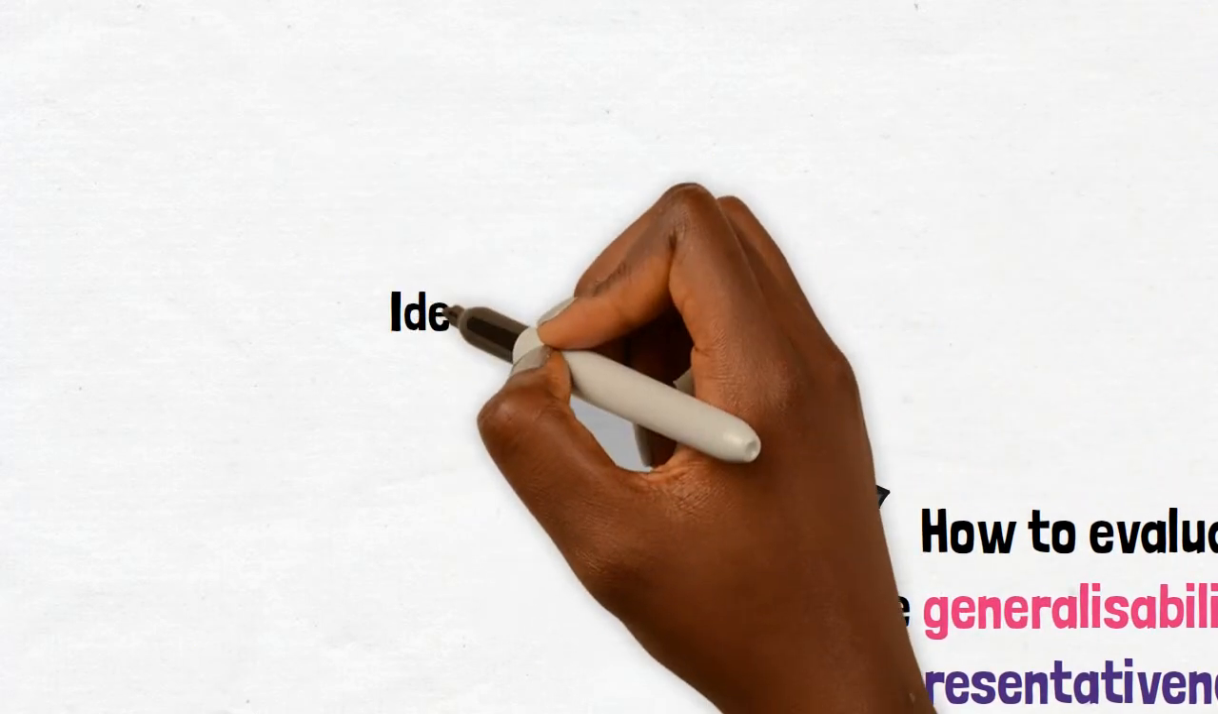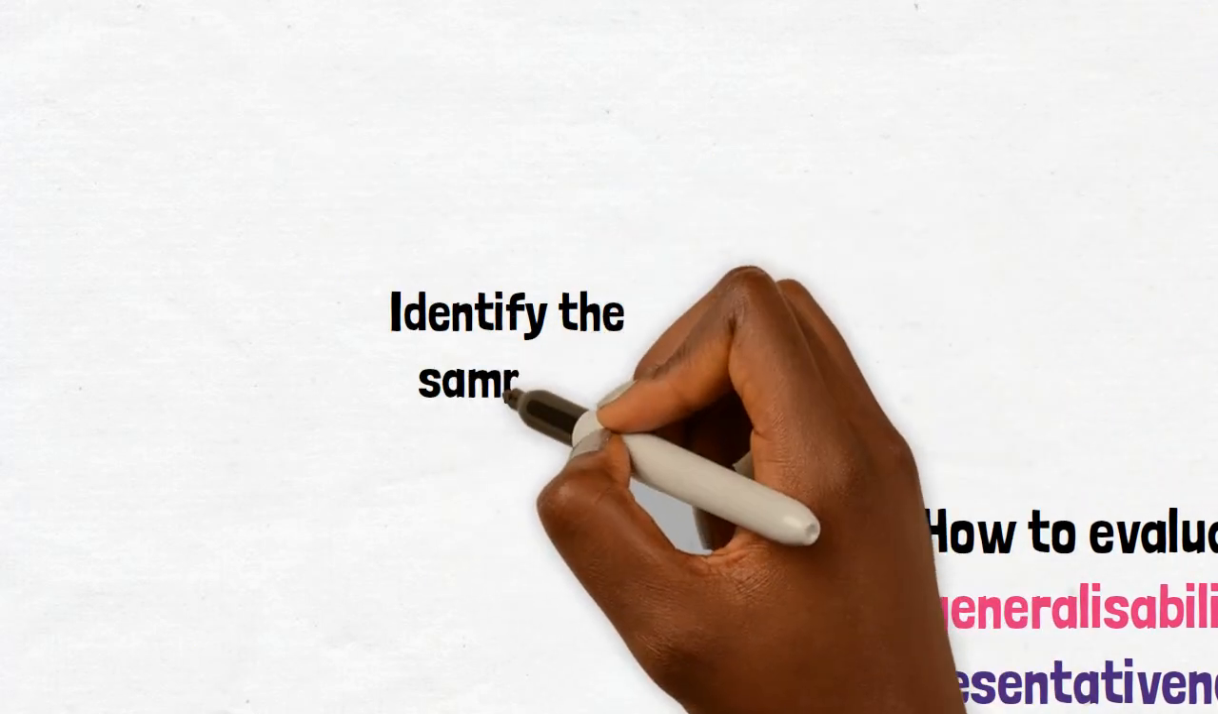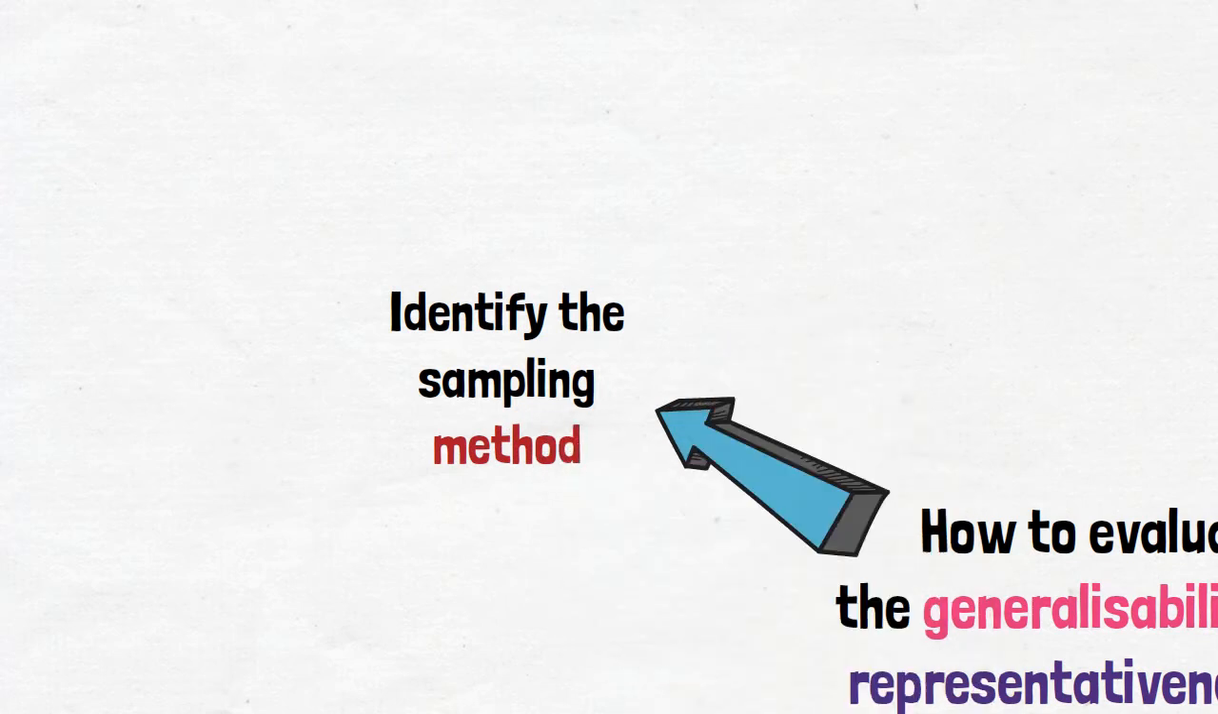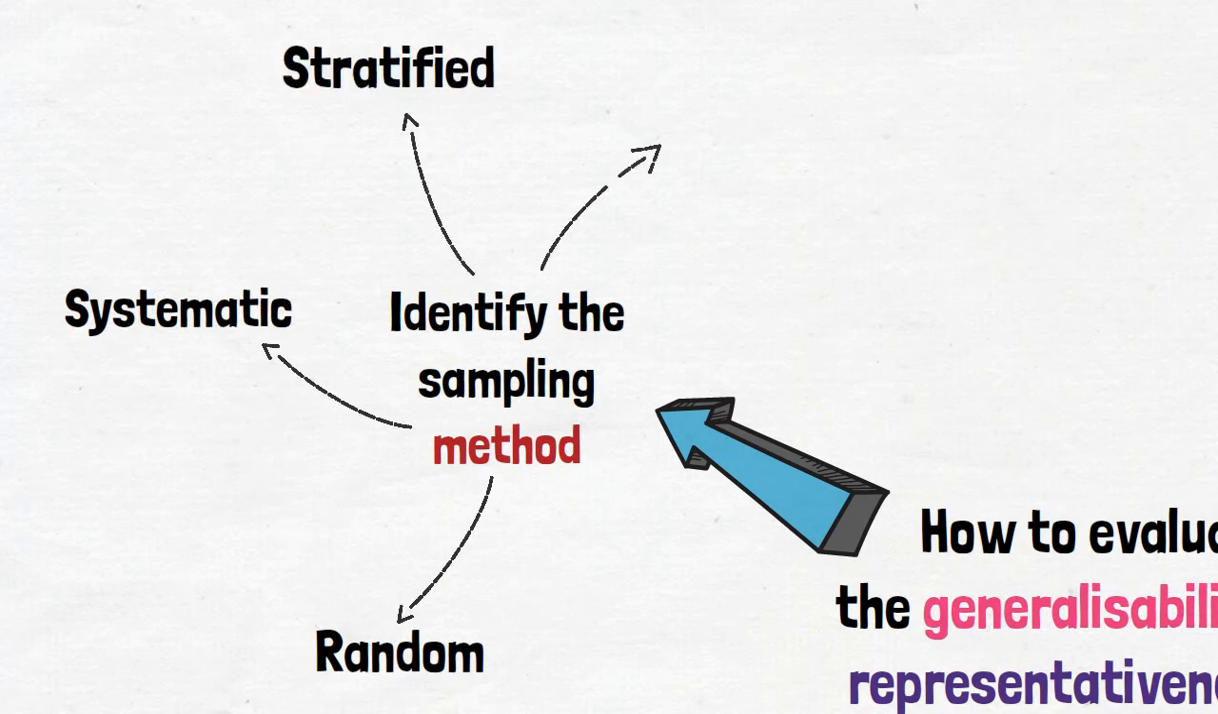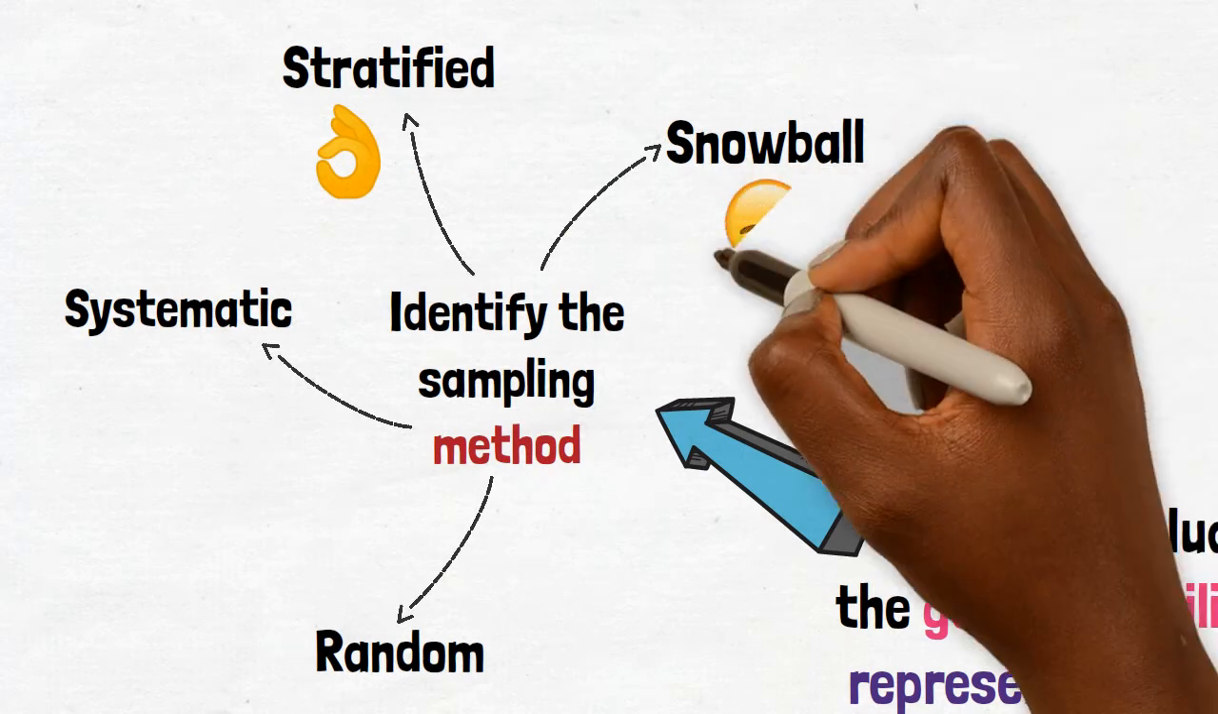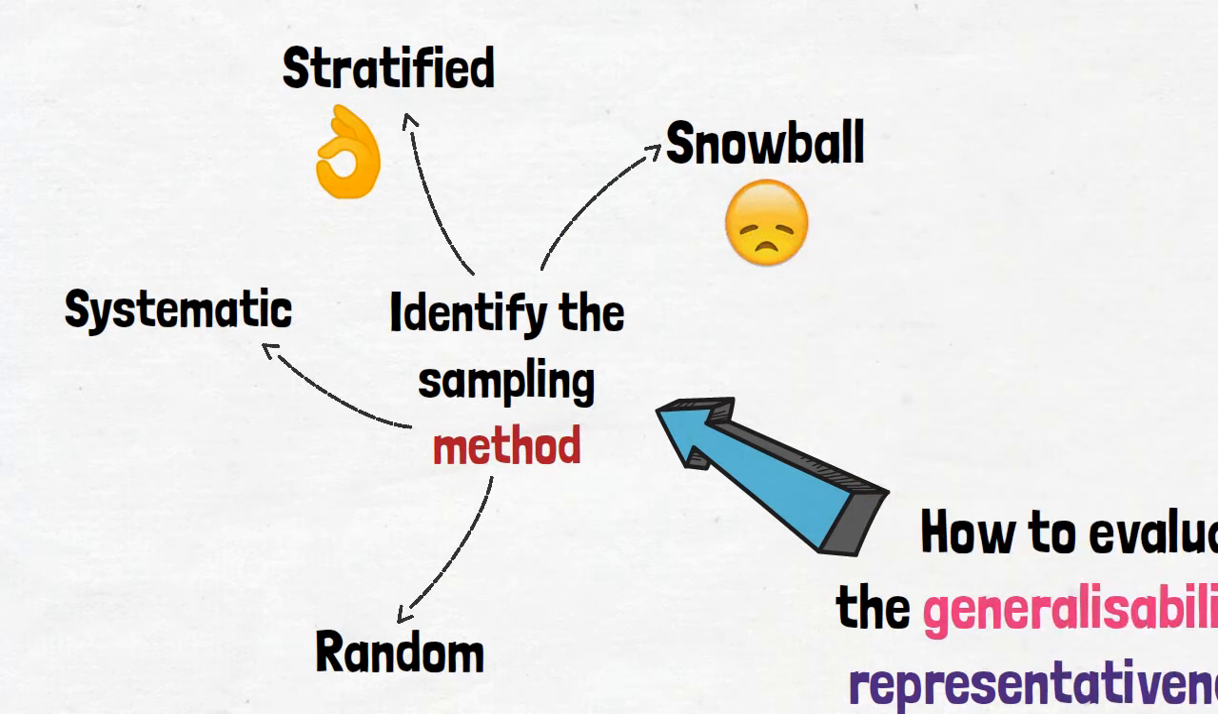Finally, look out for the sampling method used. The sampling method refers to how the sample is obtained, and the four main methods used are random, systematic, stratified, and snowball. Stratified sampling tends to increase the likelihood of a representative sample, and snowball sampling tends to be the least effective. Have a look at our video on sampling methods to help understand why.